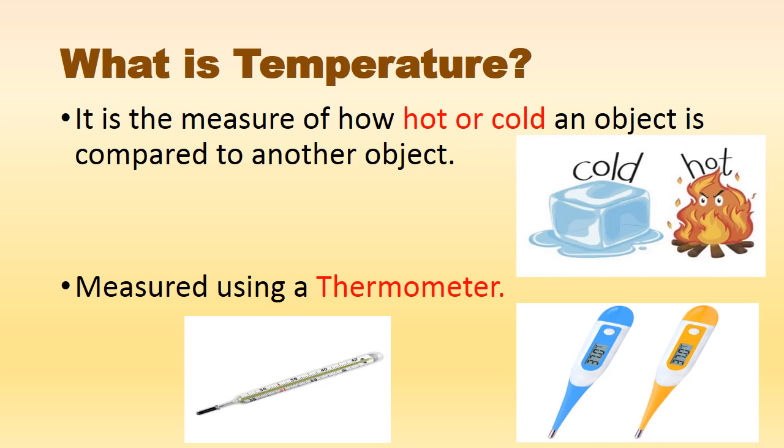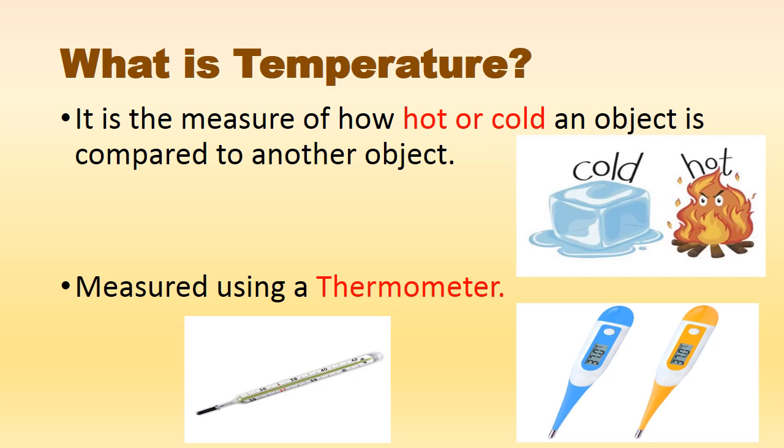And think of an instance that you touch some fire accidentally. Sometimes your hands can get burnt. So you can feel the hotness of an object when you touch something which is hot. So temperature is the measure of how hot or cold an object is when it is compared to another object.